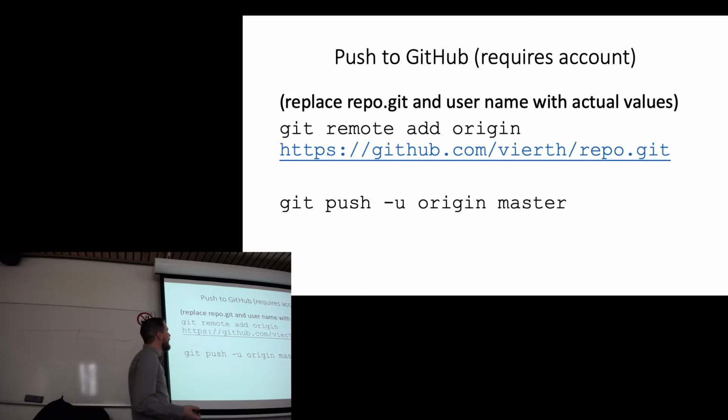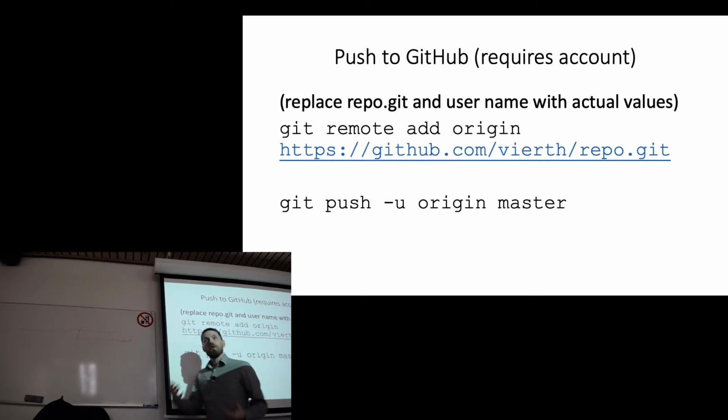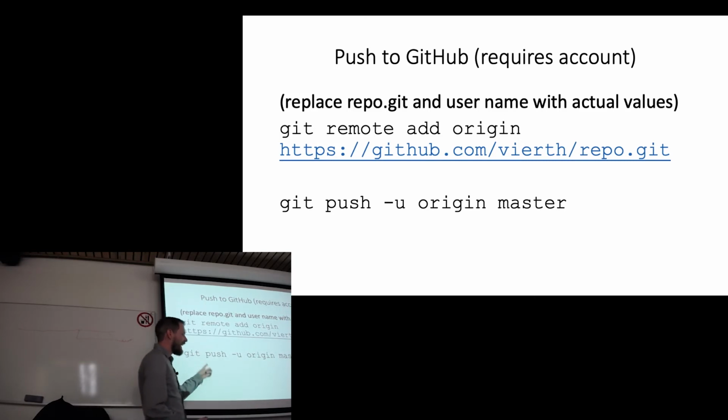You can use those. But all you need to do this is you just need to say git remote add origin, and then you give it a GitHub URL. Now, in this particular case, this repo.git doesn't really exist. But if you have a GitHub account, what you can do is you can create a new repository and give it a name, and that name will be name.git. And then you can say git push -u origin master.